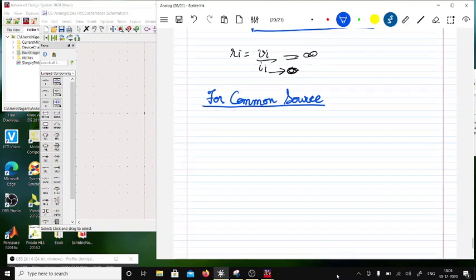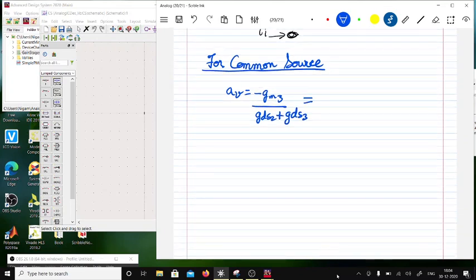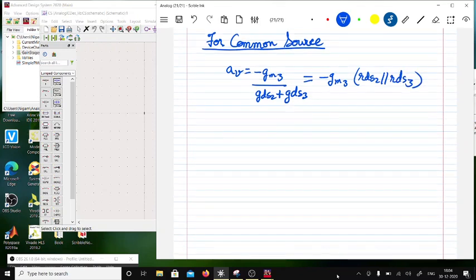So for a common source, AV is equal to minus GM3 times of, okay, just 1 second. AV is equal to this thing divided by GDS2 plus GDS3. That is AV. Or it can also be written as minus GM3 times of RDS2 in parallel with RDS3. So what does it mean? It means that the voltage gain will go up if the GM goes up, right?